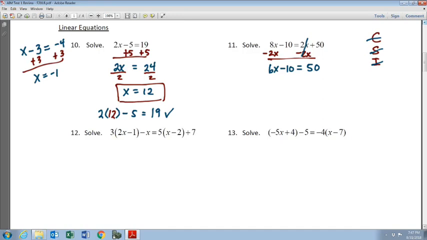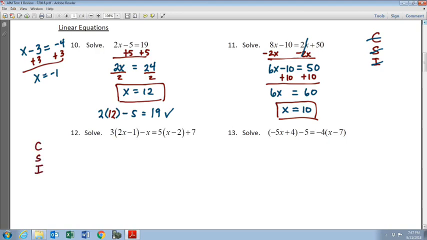So now we do have a 2-step equation at this point. We're going to need to add 10 to both sides. We're going to get 6x on the left and 60 on the right. Of course, 6 times 10 is 60, and so we're done. All right, let's look at number 12.